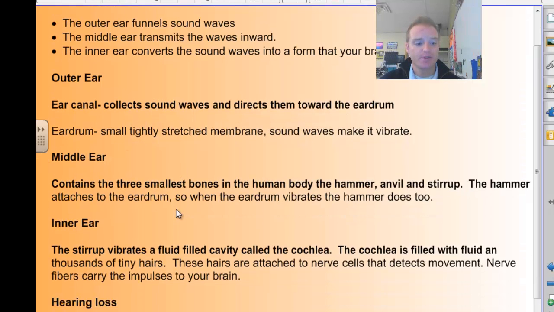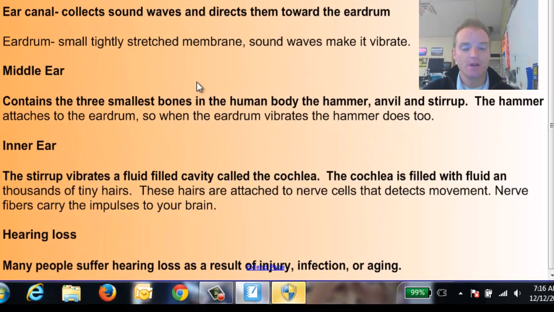So now next, we are on to the middle ear. The middle ear, for all you factoid people out there, contains the three smallest bones in the human body: the hammer, the anvil, and the stirrup. The hammer attaches to the eardrum, so when the eardrum vibrates, the hammer does too. As that eardrum vibrates, those three bones are attached to it, and the vibrations travel through the three tiny bones toward the inner ear. So the hammer, the anvil, and the stirrup are these three tiny bones in your middle ear, basically transmitting vibrations in toward your brain.